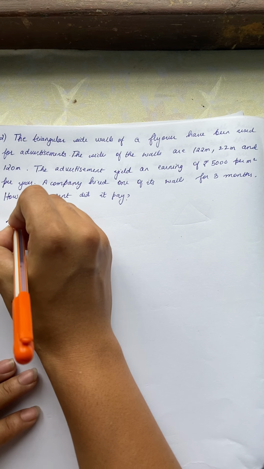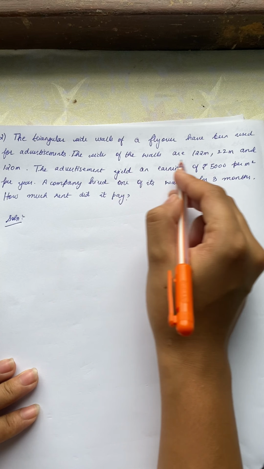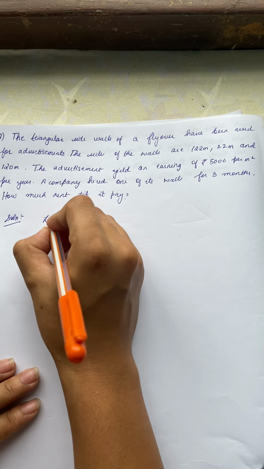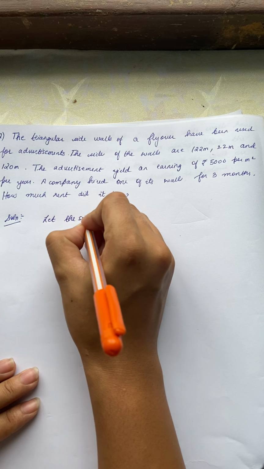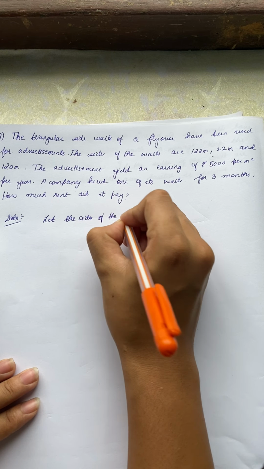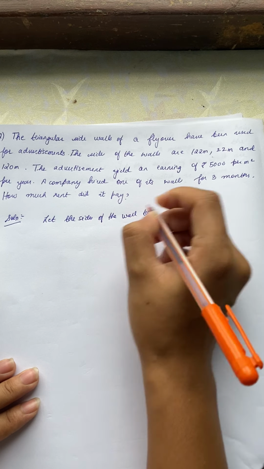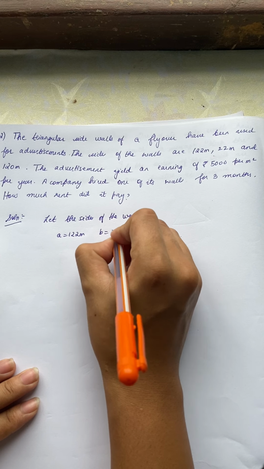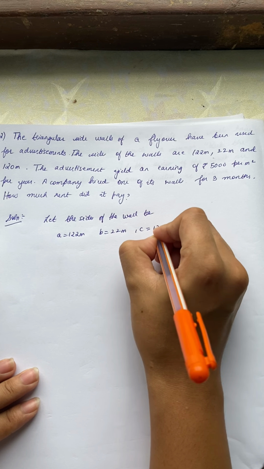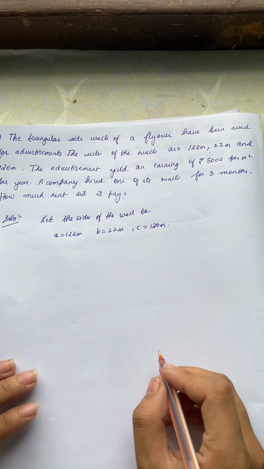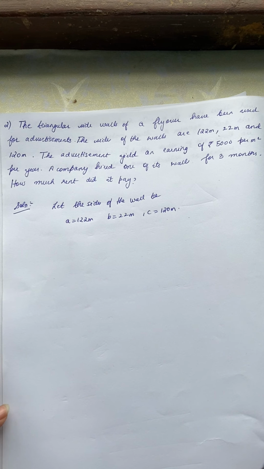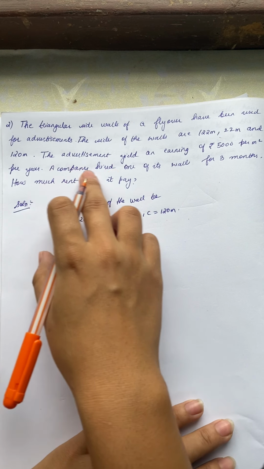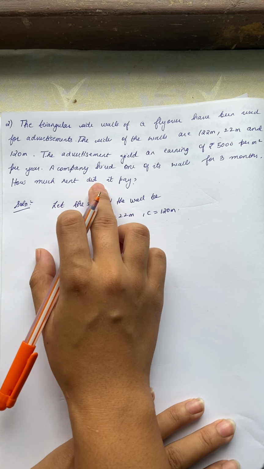First, read the question. As we read the question, we got to know the sides of the wall. Let the sides of the wall be, I'll name this A, 122 meter, B is equivalent to 22 meter, and C is equivalent to 120 meter. Now we'll have to find out the area of this given triangle. Why do we have to find out the area? Because finding out this area will enable us to find out how much rent we have to pay.